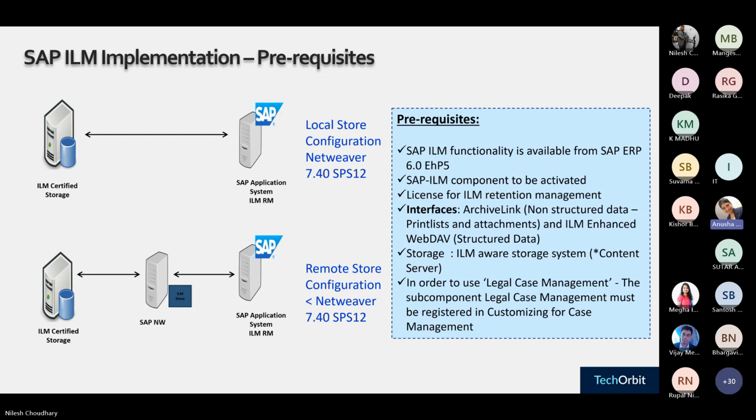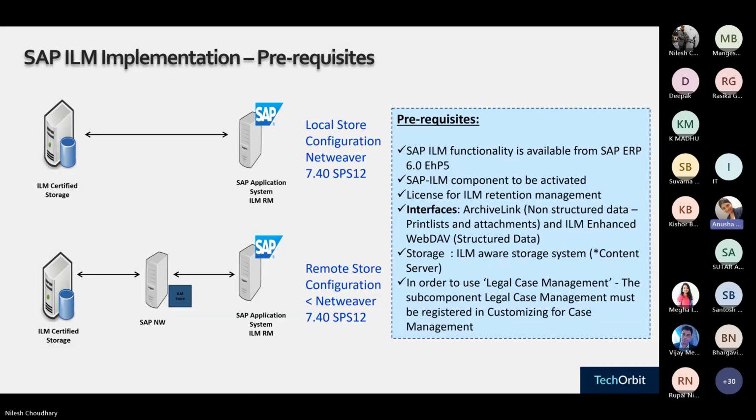On the left side, you can see a couple of pictures where we have given all the possibilities you have in case your system does not satisfy the minimum support pack. The first option is that if your SAP system has NetWeaver 7.40 with SPS support pack 12, you can directly implement the SAP solution and integrate with ILM certified storage, and you can start archiving and start the retention management as well.